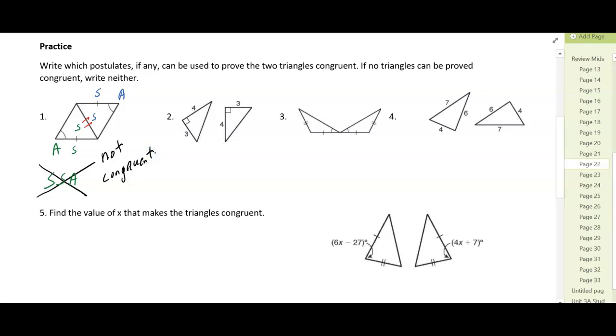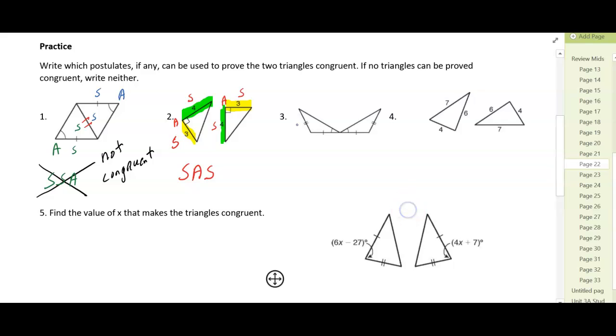Okay. In problem number 2, we have the 3's are the same. So I'm going to highlight these. We have the 4's are the same. And we have the angle there. Now, people are often tempted to say hypotenuse leg when you see the right angle. But be careful here. Here we got a side, the included angle, and the side. So we have the side, the included angle, and the side. So this is an example of side, angle, side.